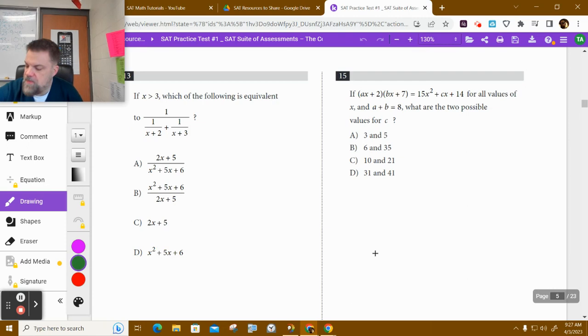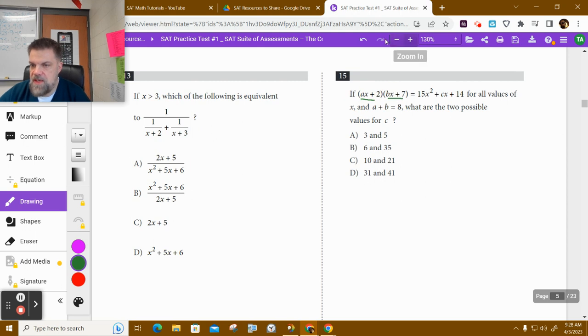All right, for problem number 15, it says if ax plus 2 times the quantity bx plus 7 equals all this stuff, for all the values of x and a plus b equals 8, what are the two possible values for c? So the first thing that we need to do is multiply this out.